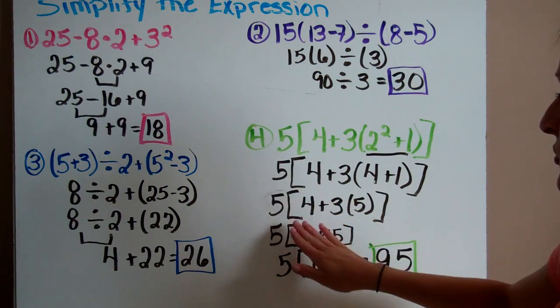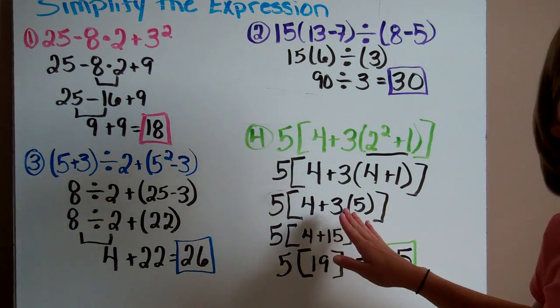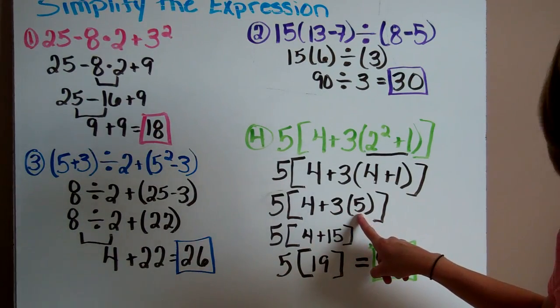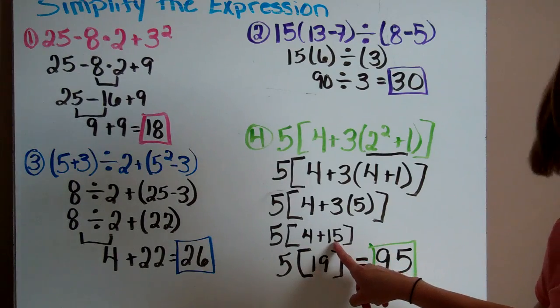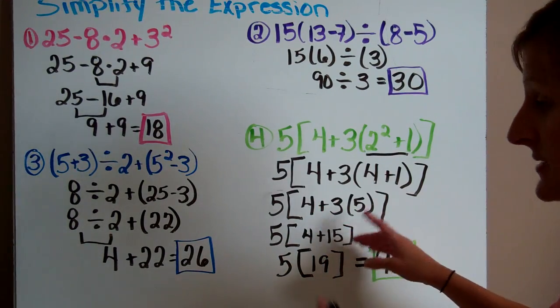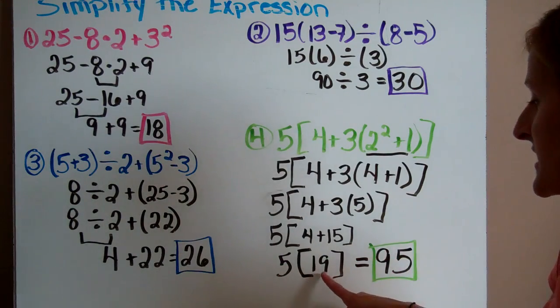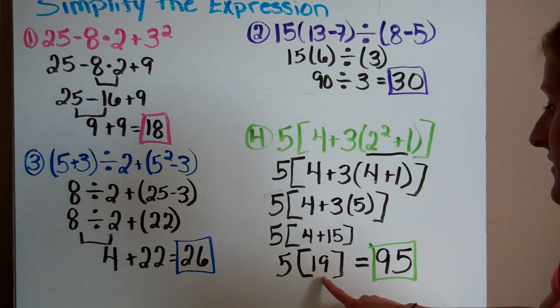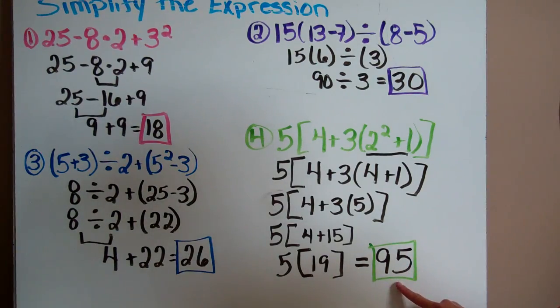Now I need to do what's inside these brackets. I need to do the multiplication first. So I do 3 times 5, and that's going to be 15. Now I need to add the 4 and the 15 because I'm still in my brackets to get 19. And now at the last step I can do 5 times 19, which is 95.